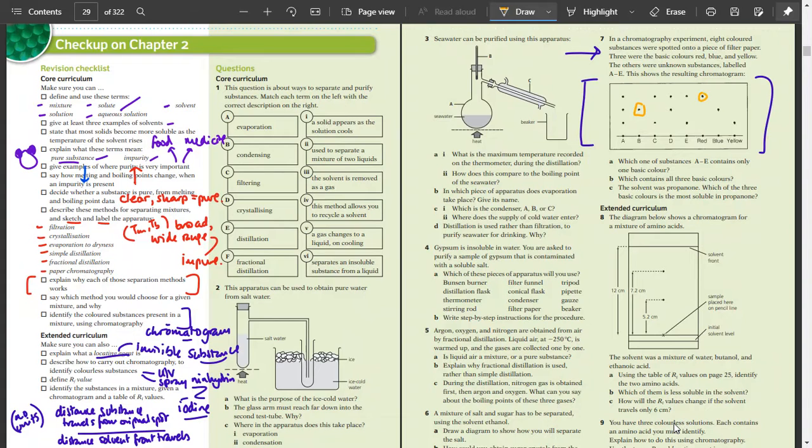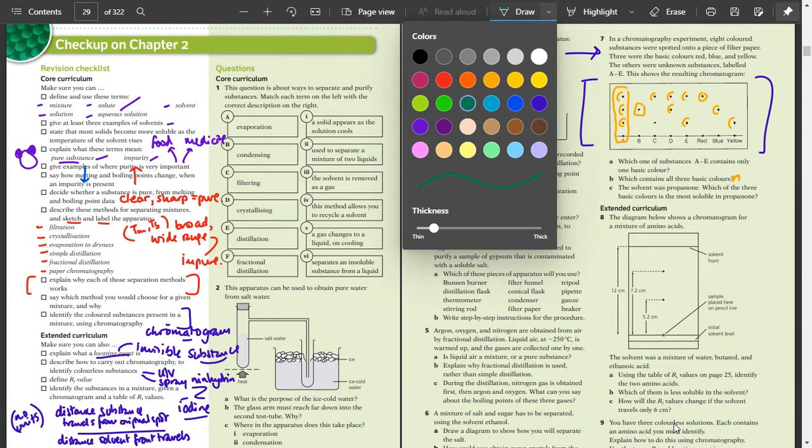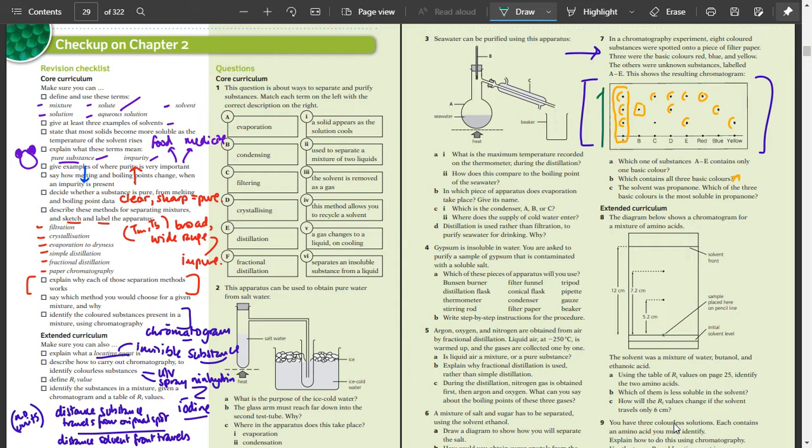So that would be the answer to that. Which contains all 3 basic colors? So let's identify this one. That is in there, there, there, and there. This basic substance is in there and there. This one over here is in there and there. So clearly the answer is A for the second one. The solvent was propanone. Which of the 3 basic colors is the most soluble in propanone? To answer that, you have to look at which one traveled the most. And the answer is the red one.